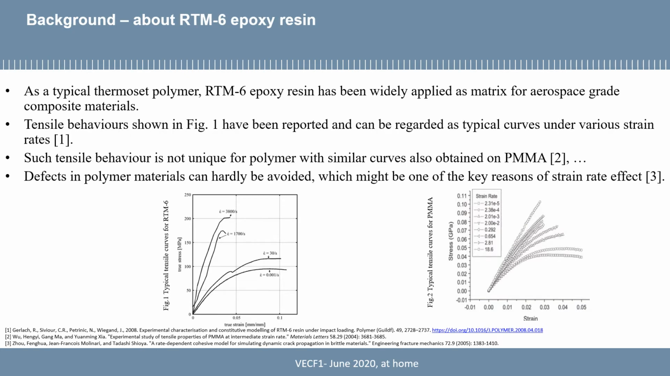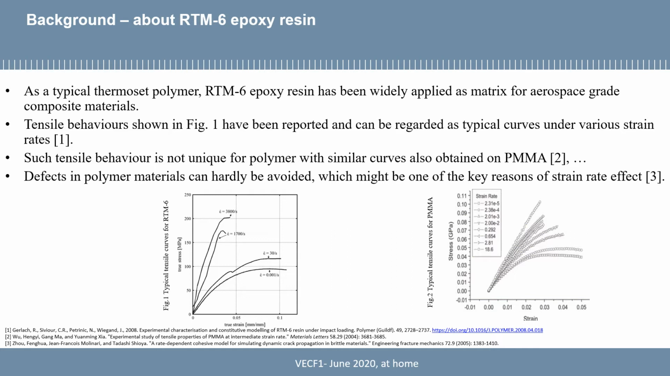Let's first say something about the background of RTM-6 epoxy resin. As well known, one of the most typical thermoset polymers, RTM-6 epoxy resin has been widely used for composite materials as matrix. And such composite materials are widely used in the aerospace industry, so it's really important to investigate RTM-6 epoxy resin, especially the mechanical behaviors. The tensile behaviors of such materials have been reported, like Figure 1, in the literature, which can be regarded as the typical curves at different strain rates.